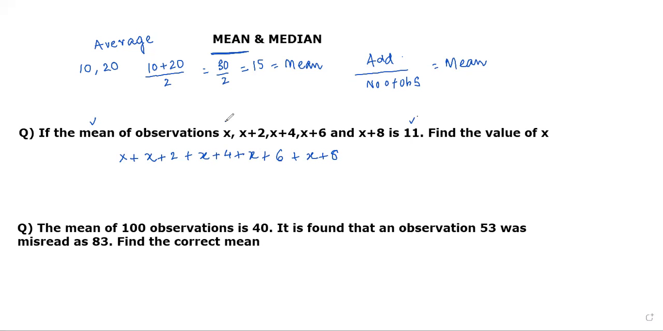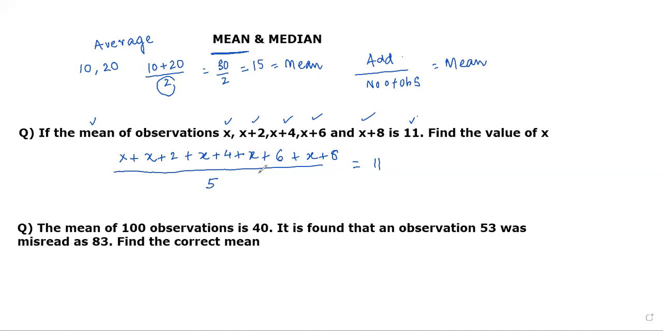How many observations are there? 1, 2, 3, 4, and 5. So I'm going to divide this by 5, right? I hope you understand this. We are going to divide by the number of observations, which in this case is 5. And whatever comes is the mean, which is given here as 11. The mean is given 11. These are the observations. If I add them in the numerator and divide by the number of observations, that equates to the mean, which is given as 11.